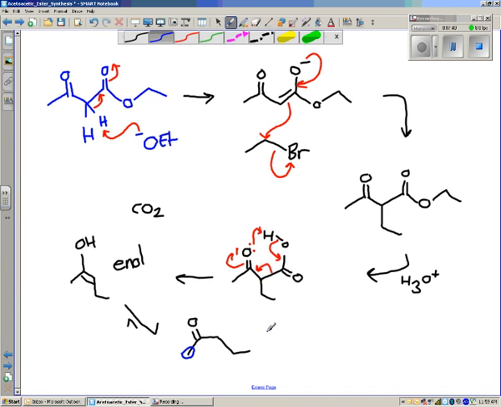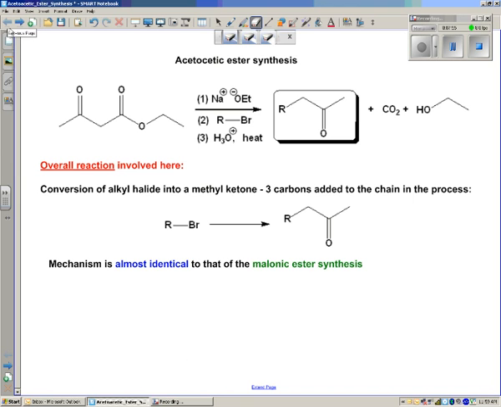Okay, I don't know if that little ping thing recorded there, but anyway, that's interaction for you. So that's the mechanism for an acetoacetic ester synthesis. And if you can understand the malonic ester synthesis, then you are just fine.